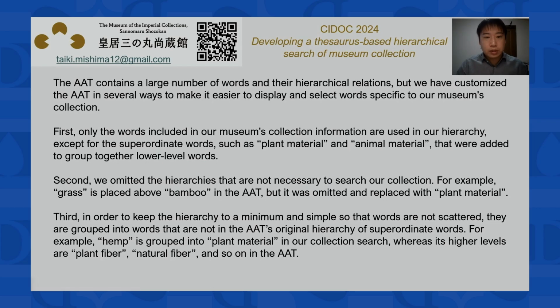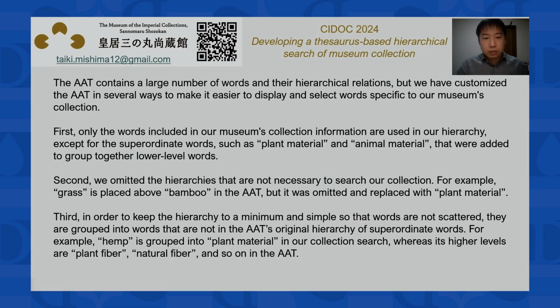First, only the words included in our museum's collection information are used in our hierarchy, except for the superordinate words such as plant material and animal material that were added to group together lower-level words. Second, we omitted the hierarchies that are not necessary to search our collection. For example, grass is placed above bamboo in the AAT, but it was omitted and replaced with plant material.